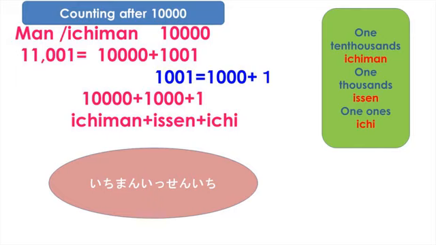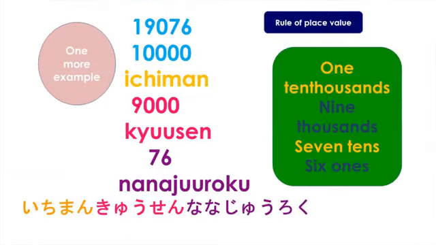Now I have taken another example, 19,076. So we have 6 ones, 7 tens, 9 thousands and 1 at the 10,000 place. So the number will be Ichiman Q Sen Nana Ju Roku, and I have split also these numbers to 10,000, then 9,000, then 76. So that way also the number will be same. Ichiman, Kyusen, Nana, Ju, Roku. Ichiman for 10,000, Kyusen 9,000, 76 Nana, Ju, Roku.